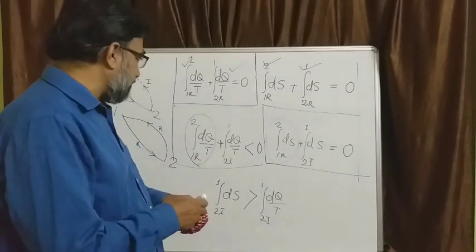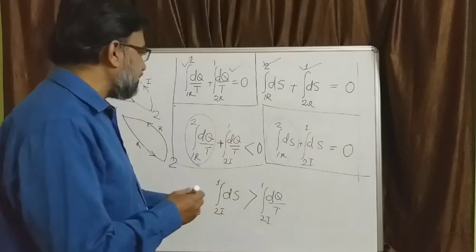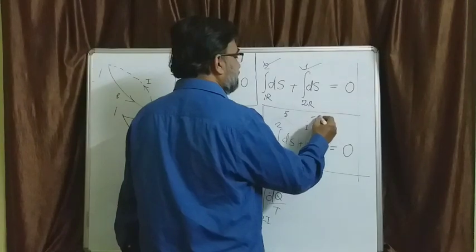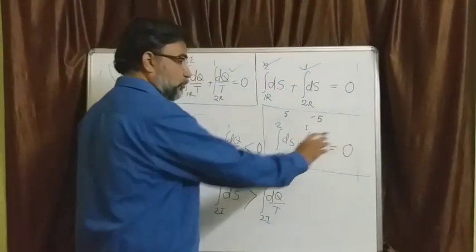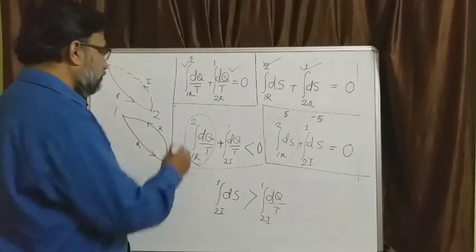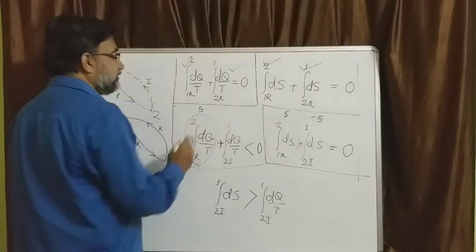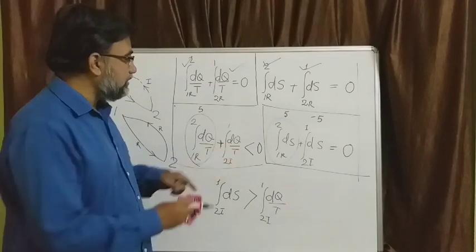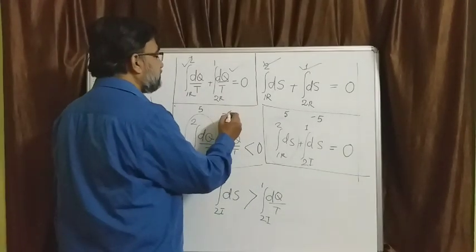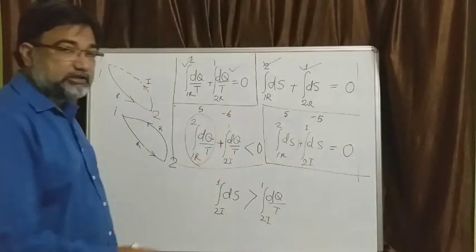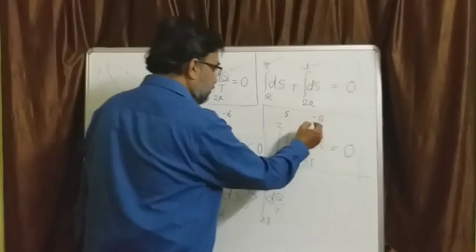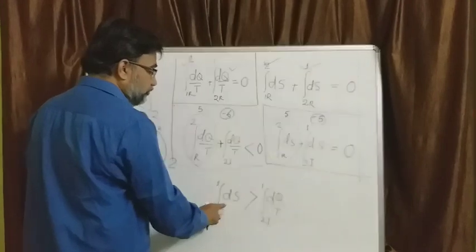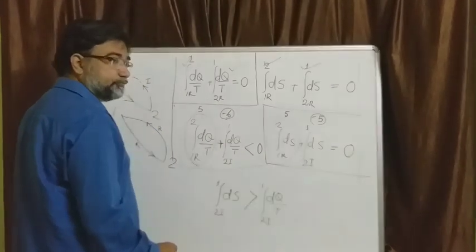Now, still if you have any doubt, I am giving you an example. Suppose for example, this is 5. Then this is minus 5, equal to 0. Now, if this is 5, how much should the other be? This should be minus 6 or minus 7. Then only it will be less than 0. Now compare minus 5 and minus 6, which one is bigger? This one is bigger, so ds is greater than dq by t.